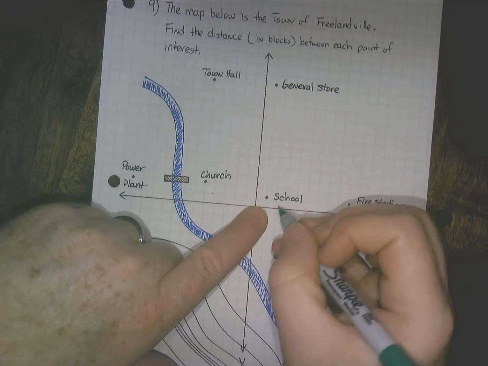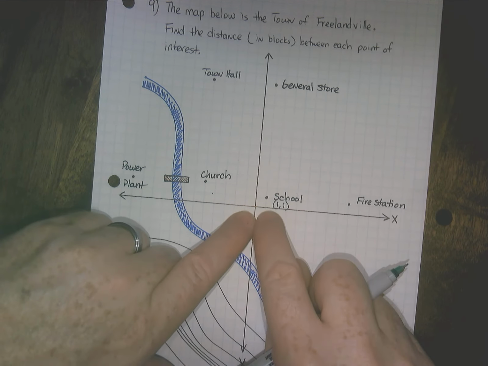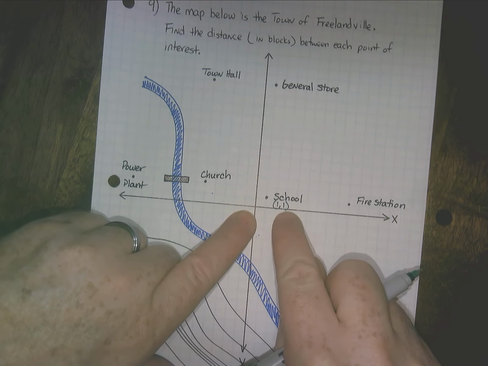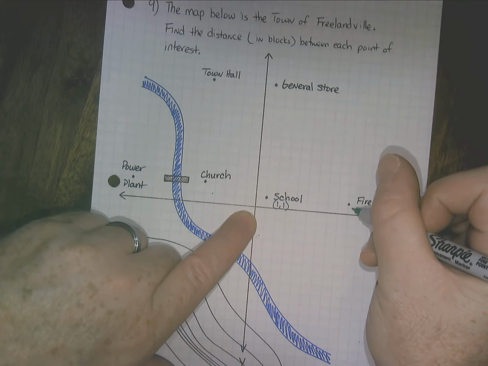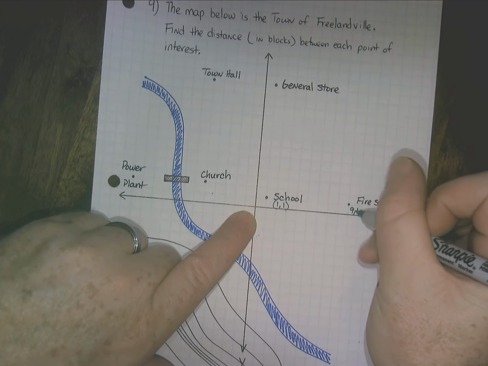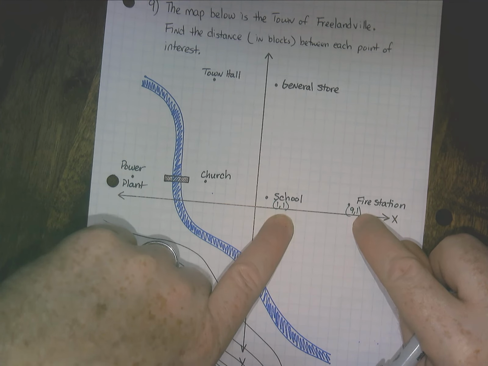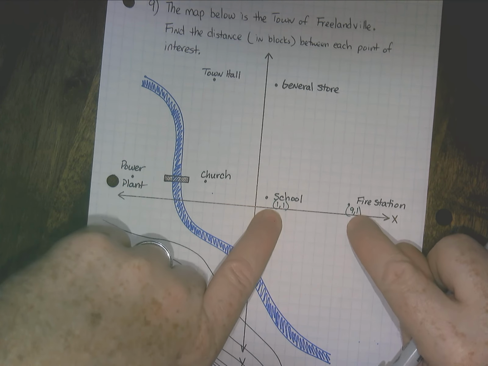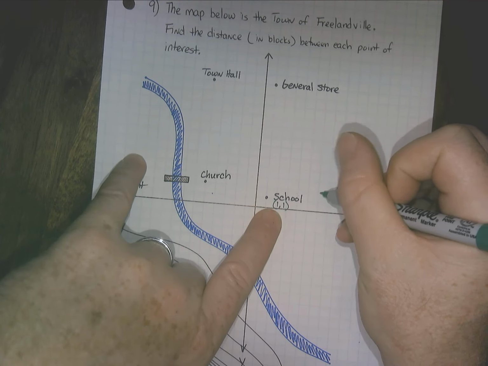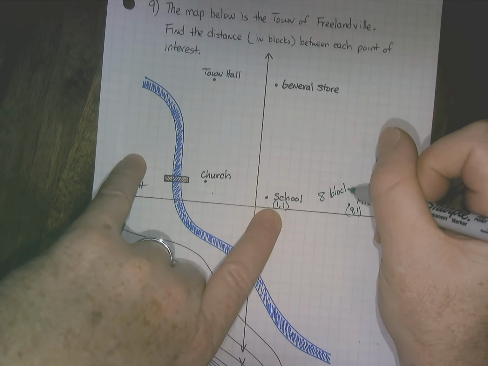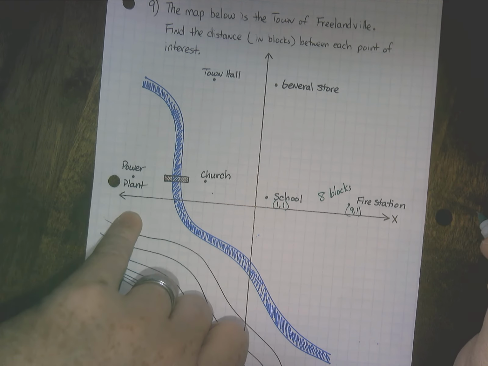So school is at 1, 1. Okay, it's at 1, 1. The fire station is at 1, 2, 3, 4, 5, 6, 7, 8, 9. So this is at 9, 1. Again, the y coordinate's the same. You're just going from 1 to 9. Well, if you go from 1 to 9, then that distance is 8 blocks. Right? So the distance between the school and the fire station is 8 blocks.